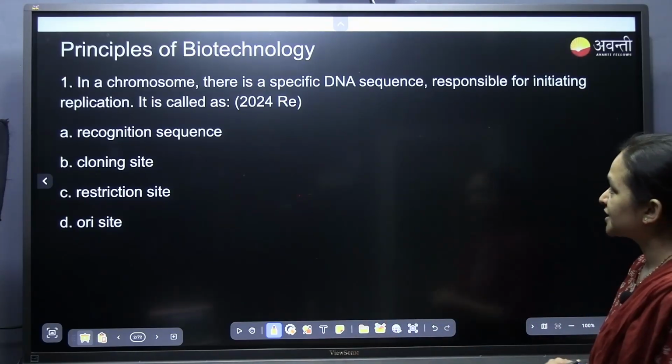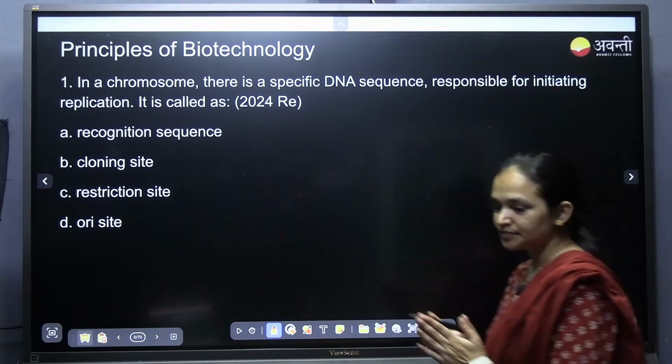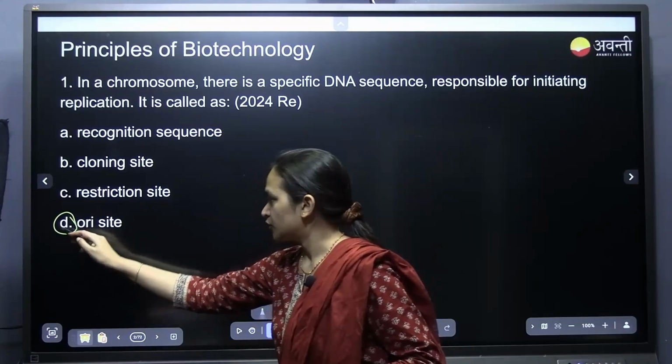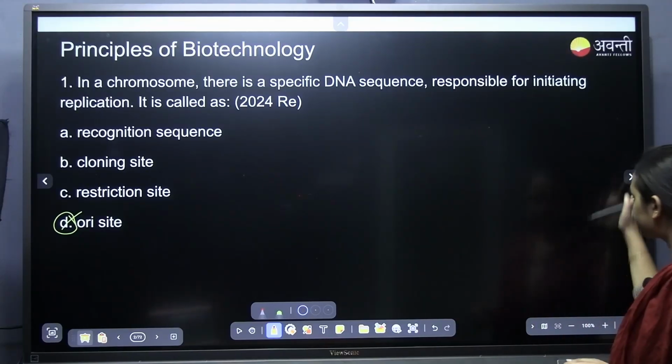In a chromosome, there is a specific DNA sequence responsible for initiating replication. It is called? Yes, origin of replication. That is the ORI site. D for Delhi is the correct answer.